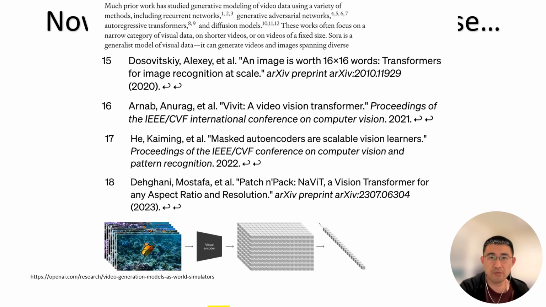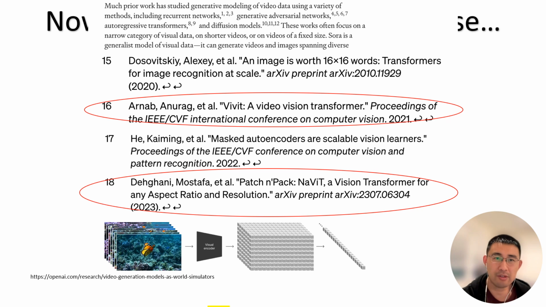The Vision Transformer paper is probably well known, the MAE paper is probably well known. I would like to dive deep into the 2 papers they referred to here. One is called ViViT, Video Vision Transformer, and the other is NaViT, or Patch n' Pack technique, which is, I think, a native resolution vision transformer.